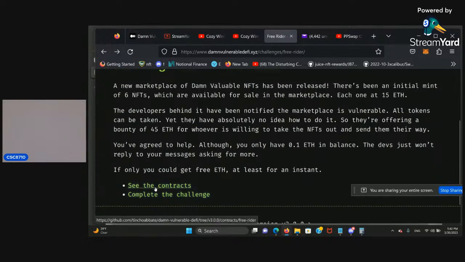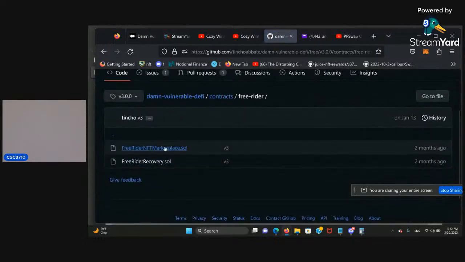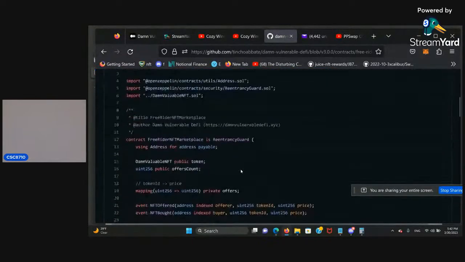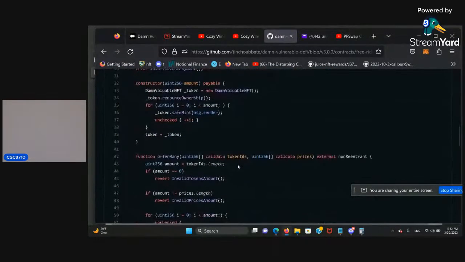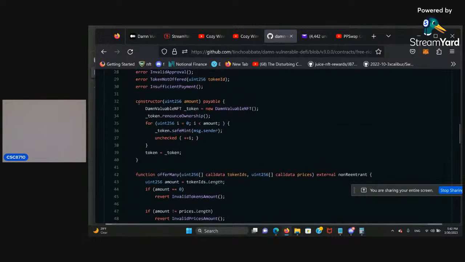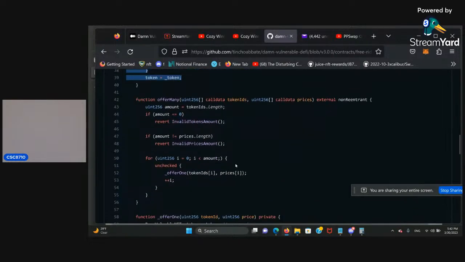So let's look at the contract. There are 2 contracts. The first one is the marketplace, in which you're able to, first of all, deploy the contract and then mint 6 NFTs using SafeMint. Second, you are able to give an offer for these 6 NFTs by calling offerMany, and of course you have to be the owner of the NFT.